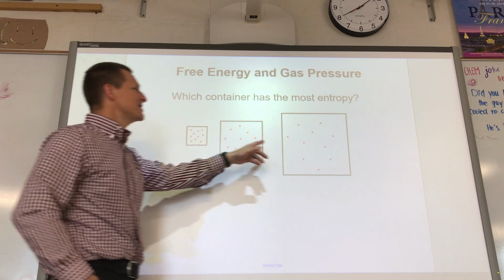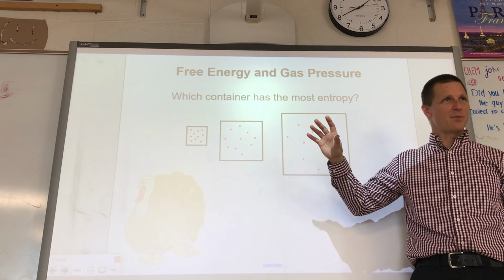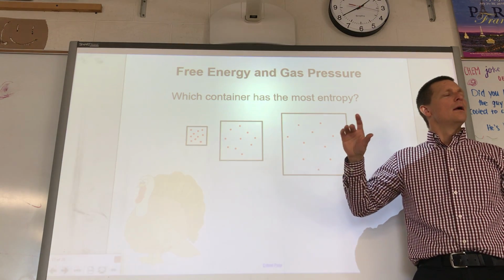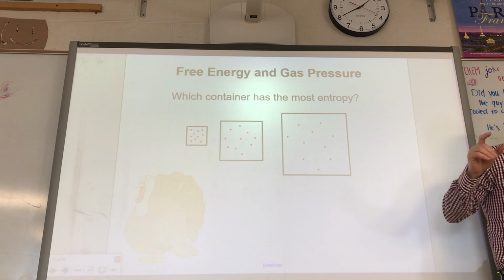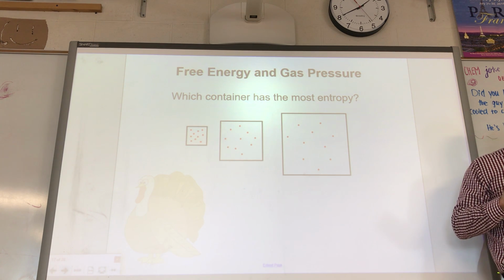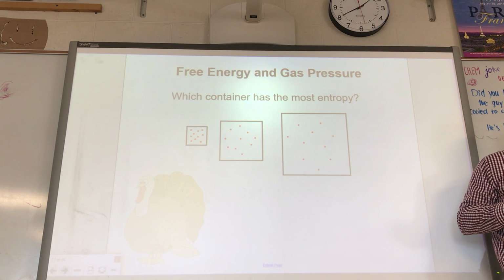All right, I got 3 boxes here, and each box has 10 particles inside of it, 10 gas particles. You can count them if you want to, Danny. There's 10. Which of those 3 boxes has the most entropy? The first one. Why? Because there's more disorder because they're tightly compacted.